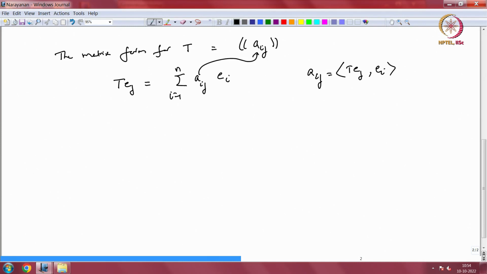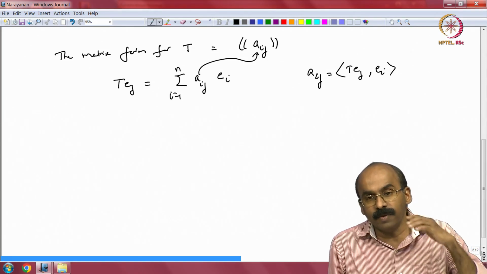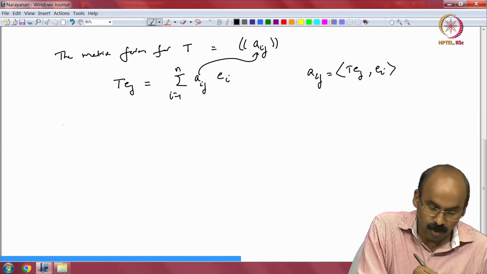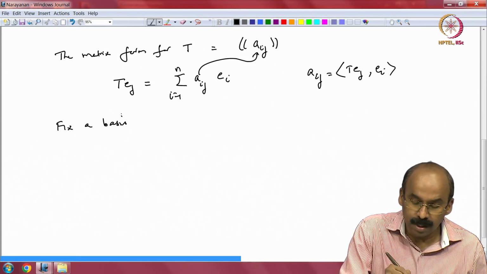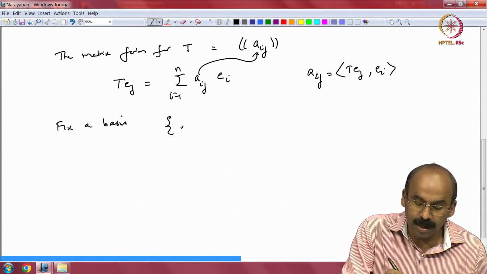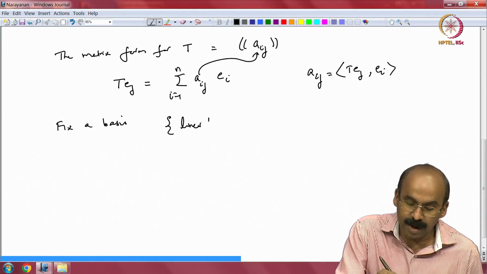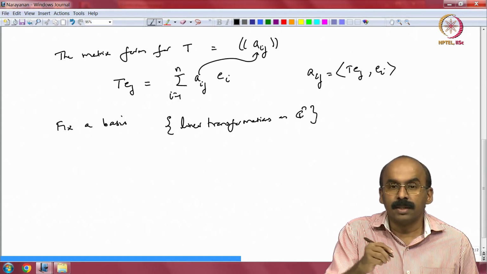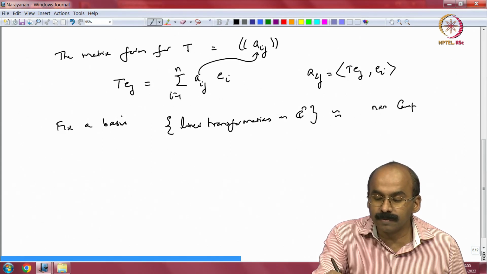Okay. So I will not distinguish between linear transformations and matrices. So once you fix a basis, the set of linear transformations and the set of matrices, they are the same. Okay. So fix a basis, the linear transformations from Cn to Cn, right. So linear transformations on Cn, this is identified with n by n complex matrices.